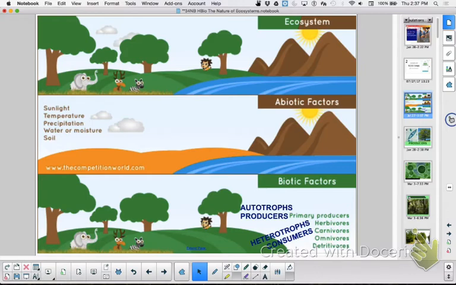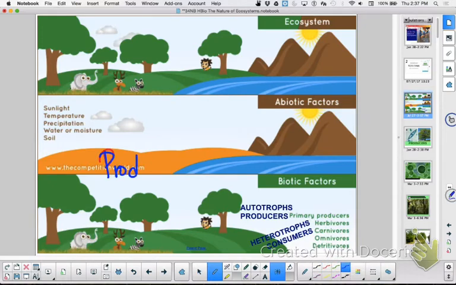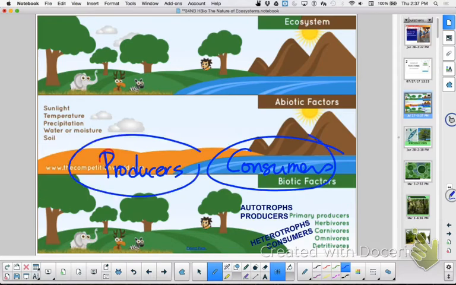I'm looking for another word. Yes, that was the word I was looking for. We could take all those living things and put them into two big categories. Producers and what? Consumers. All right? Producers and consumers. Those are our two big categories.